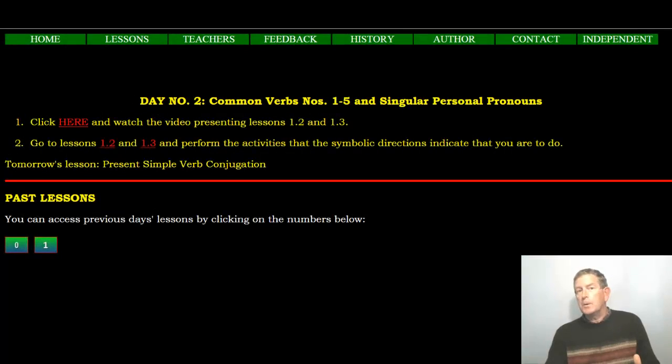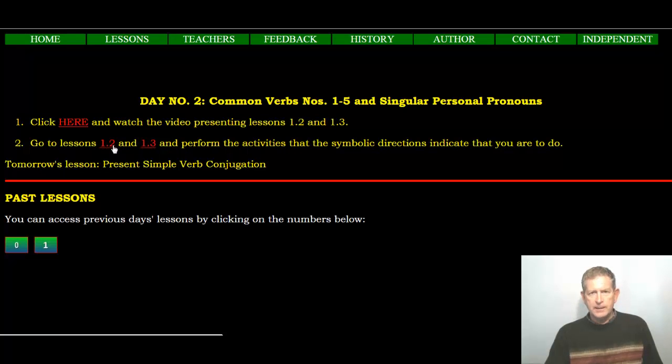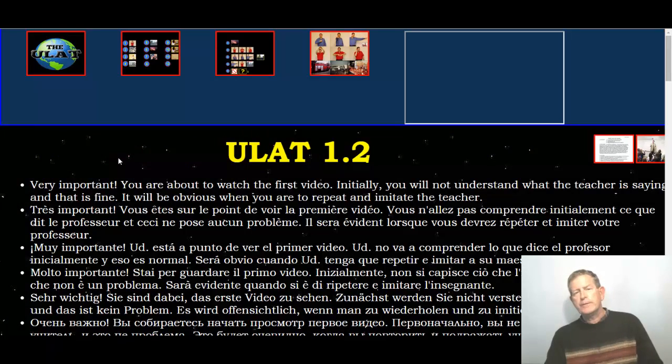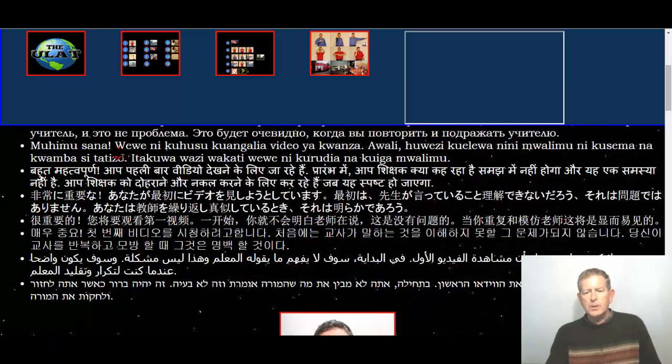Okay, so how do we get to lesson 1.2? Here we're within day number 2 of the Spanish portion of the independent section of the website, and you see after watching this particular video, which is point number 1, you see go to lessons 1.2 and 1.3 and perform the activities, etc. So by clicking on 1.2, that link there will take you directly to the lesson itself. And here we are. The first section of it is simply an explanation in English and many other languages as to how to use the ULAT lessons. It's really what I'm explaining to you right now, so you don't need to deal with it.